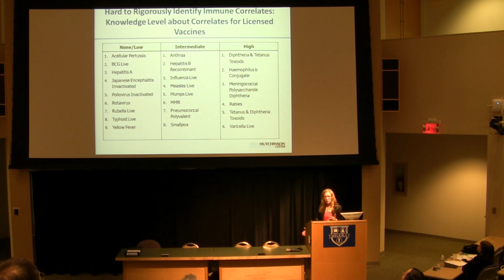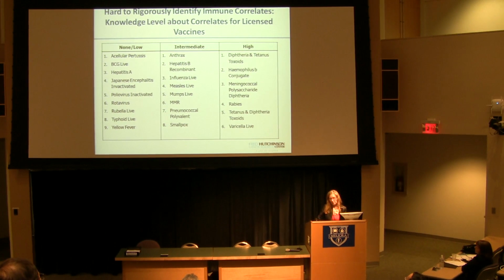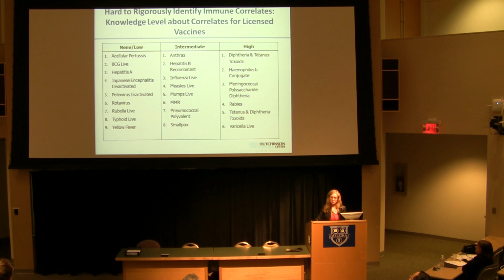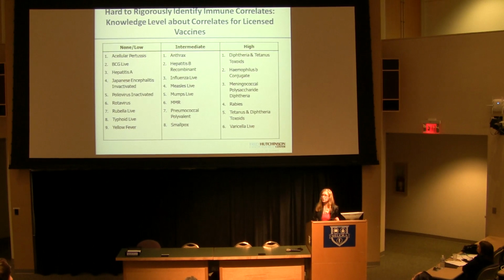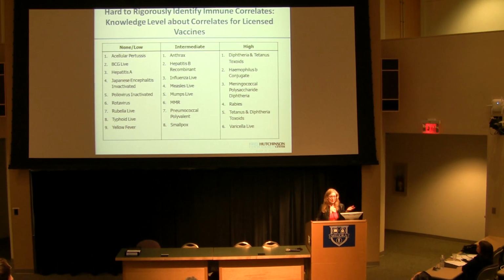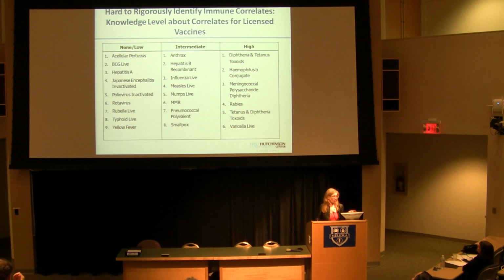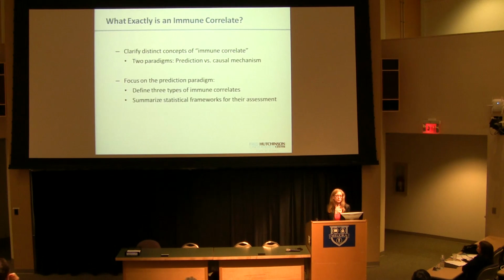So a lot of the talks here have talked about different aspects of immunity to different infections, but here it's actually the correlates for licensed vaccines. A lot of them were licensed on the fact that they prevented disease, but without really understanding the immunity. So here we have 3 different categories of vaccines, by whether little or nothing is known about what the correlates are, the intermediate, and the high. You can see that there are a lot of vaccines that are quite effective that people don't really know well why they protect. So what exactly is an immune correlate?